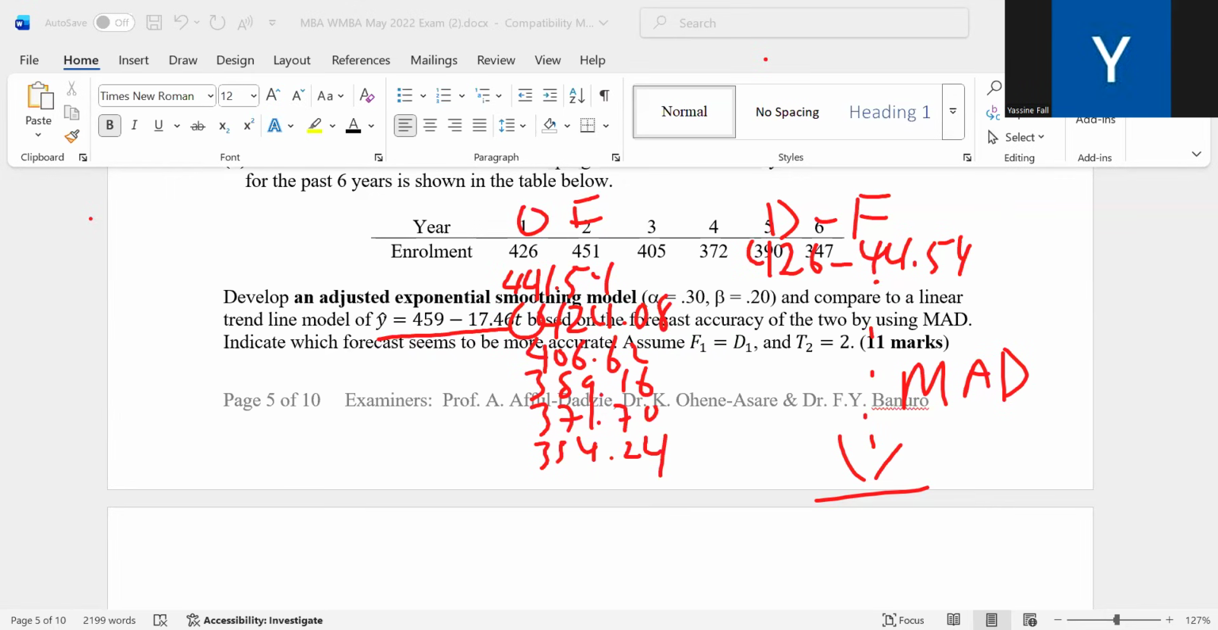So I have a question. When you finish doing the D minus F, this time the N, will it be 6 or will it be 5? If you are finding the MAD, it will be 6. All right. Thank you.